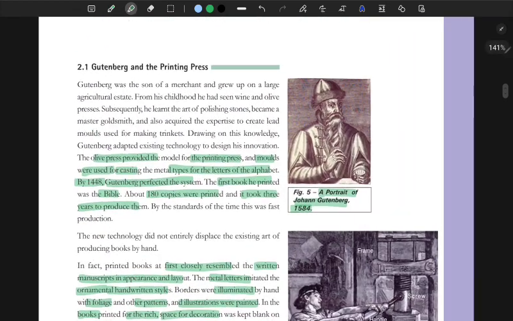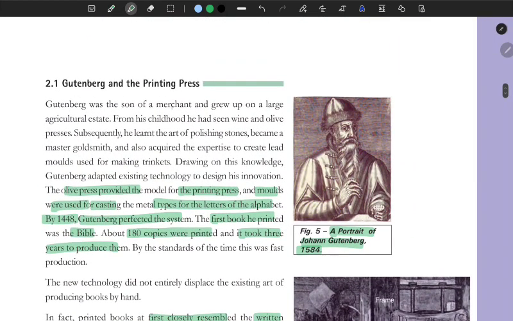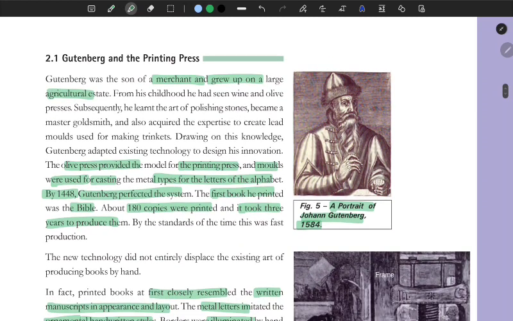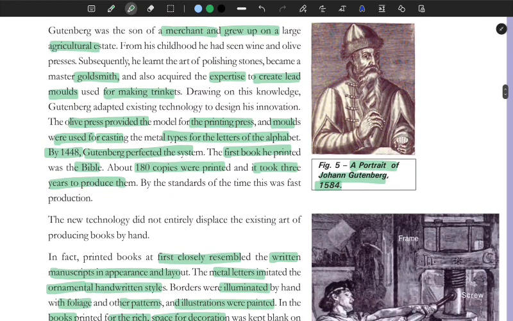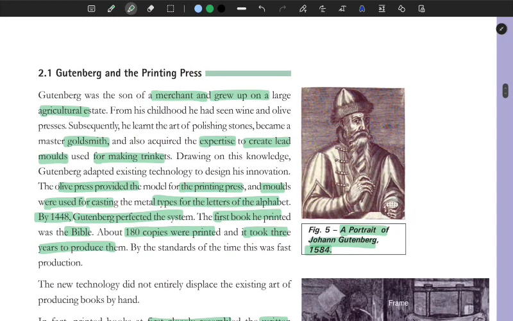So Gutenberg, यहाँ पर एक introduction दिया है. Gutenberg was the son of a merchant, grew up in a large agricultural estate. So he was a goldsmith, master goldsmith, and acquired expertise to create lead molds, making tinkers. All right, he used the olive press, which provided the model for the printing press, and molds were created by casting the metal types of the letters of the alphabet. मतलब metals जो है उसमें एक एक लेटर, मतलब A B C D, ये सब metal molds में बनाना.